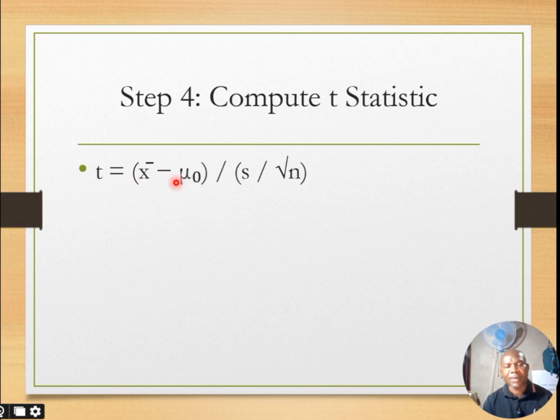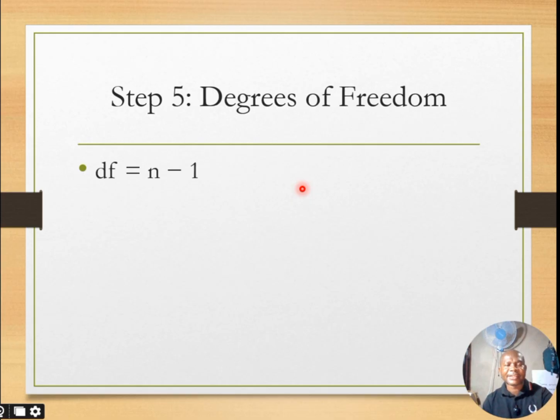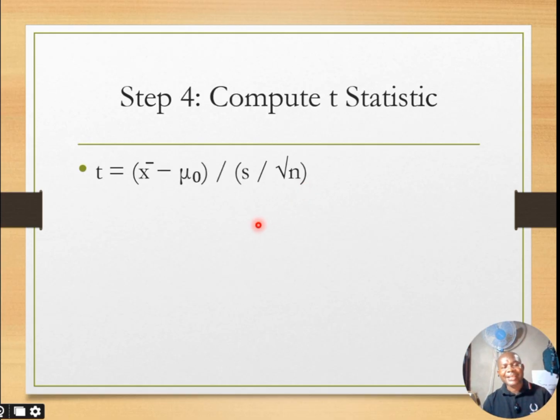So we are subtracting our hypothesized mean from our sample mean and dividing it by the sample standard deviation over the root of our sample size. Whatever value we get is usually described as the t-statistic. We call it the t-statistic or the t-calculated. We give it different names, but that is what we obtain from our data. We call it t-statistic or t computed or t value, the statistical value for our t.